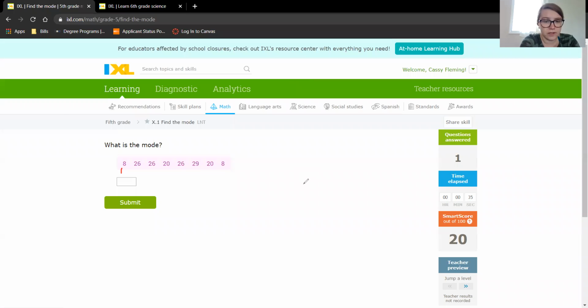8 occurs once, 8 occurs twice, 26 occurs once, 26 occurs twice, 26 occurs 3 times, 20 is 1, 2 times, and 29 is 1 time. So again, even though 26 happens 2 times and even though 20 happens 2 times and 8 happens 2 times, 26 happens 3 times, that's most often. That's what mode is, the number that occurs the most often. So our mode for this problem is going to be 26.